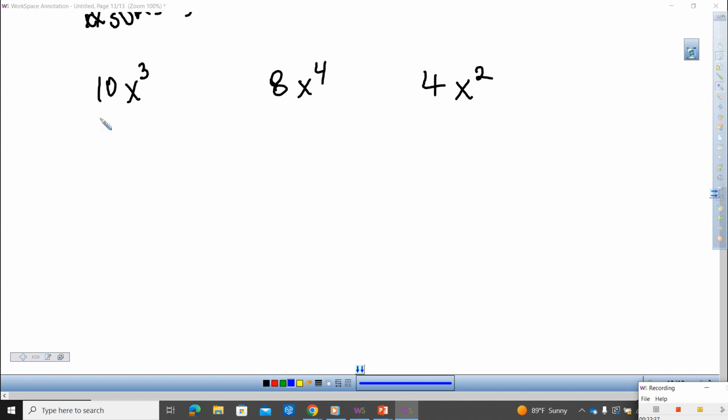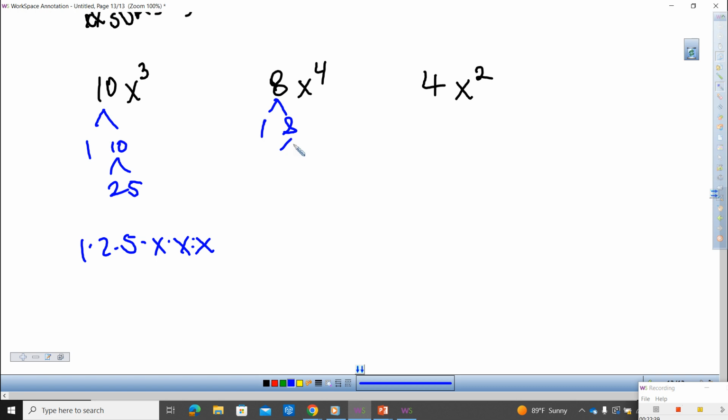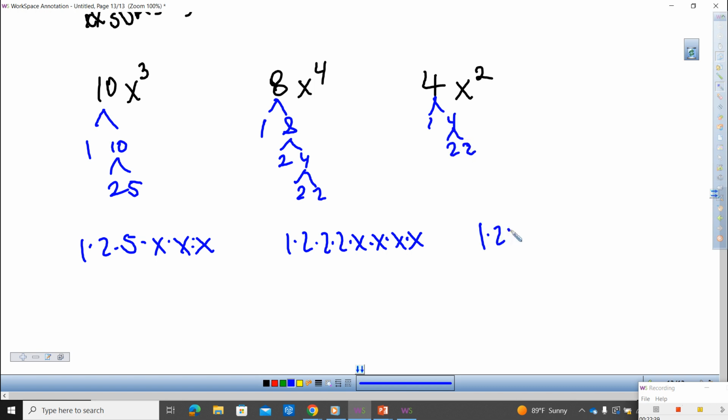All right, let's see. 1 times 10, 2 times 5, so that is 1 times 2 times 5 times x times x times x. So far so good, yes? 1 times 8, 2 times 4, 2 times 2, so that's 1 times 2 times 2 times 2 times x times x times x times x. This one, 1 times 4, 2 times 2, 1 times 2 times 2 times x times x.